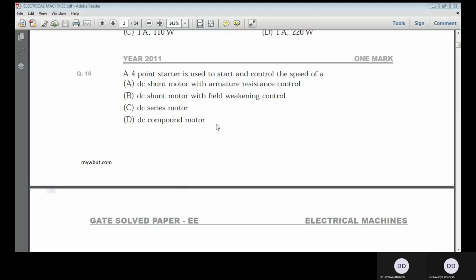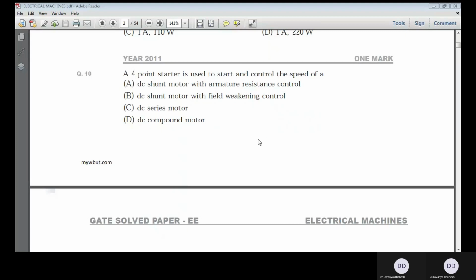The first one is DC shunt motor with armature resistance control. When you connect a resistor in series with the armature resistance for controlling the starting current, automatically it will control the armature resistance. So option A, DC shunt motor with armature resistance control, will be your correct answer.